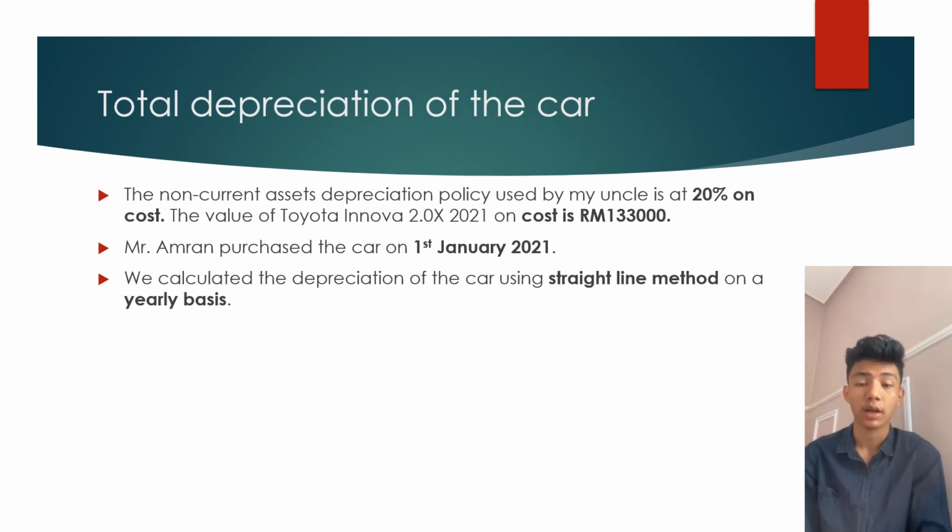Hi, I'm Haiqal from the ATD. Today I want to present about total depreciation of the car. The non-current assets depreciation policy used by my uncle is 20% on cost. The value of Toyota Innova 2.0 in 2021 is RM133,000. Mr. Amran purchased the car on 1st January 2021. We calculate the depreciation of the car using the straight-line method on a yearly basis.